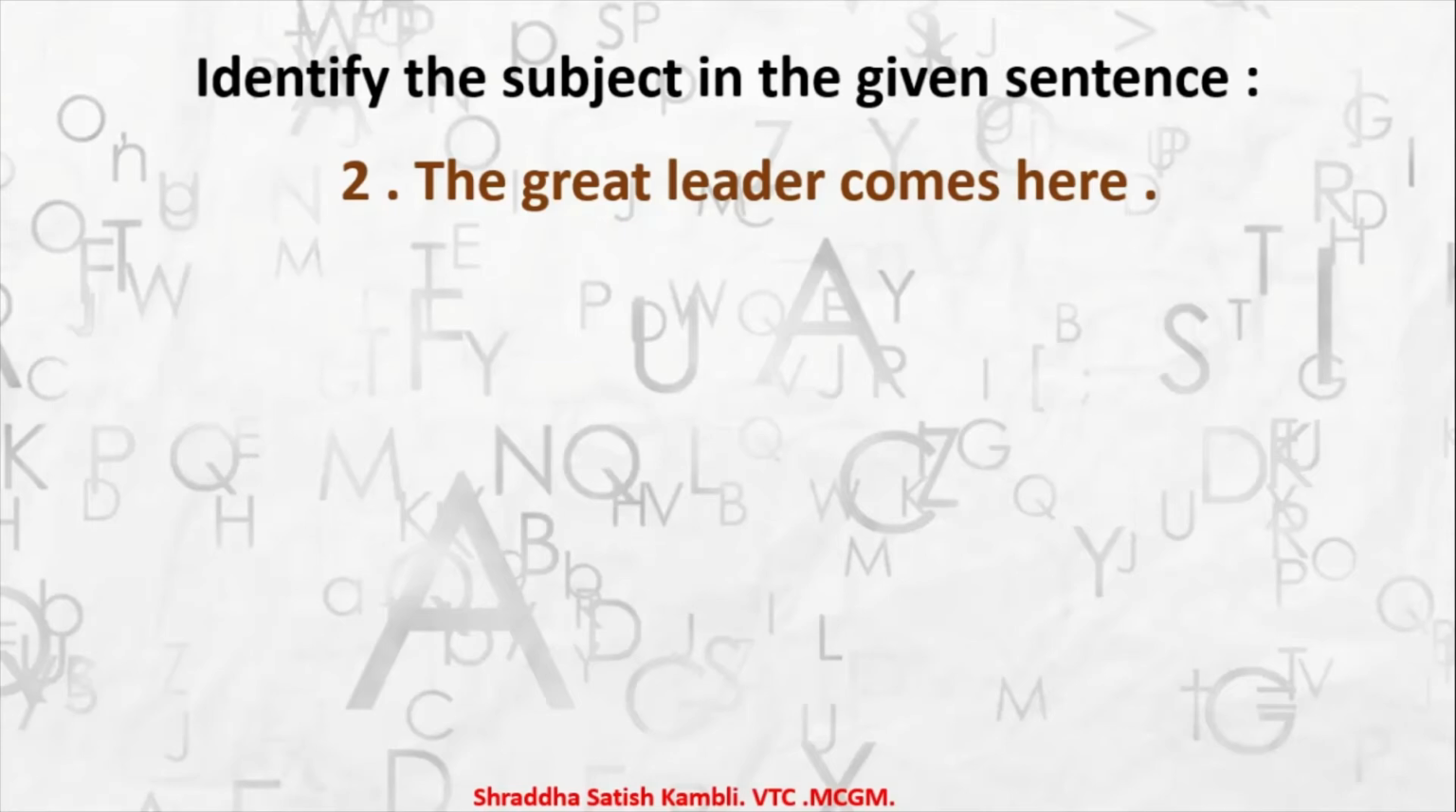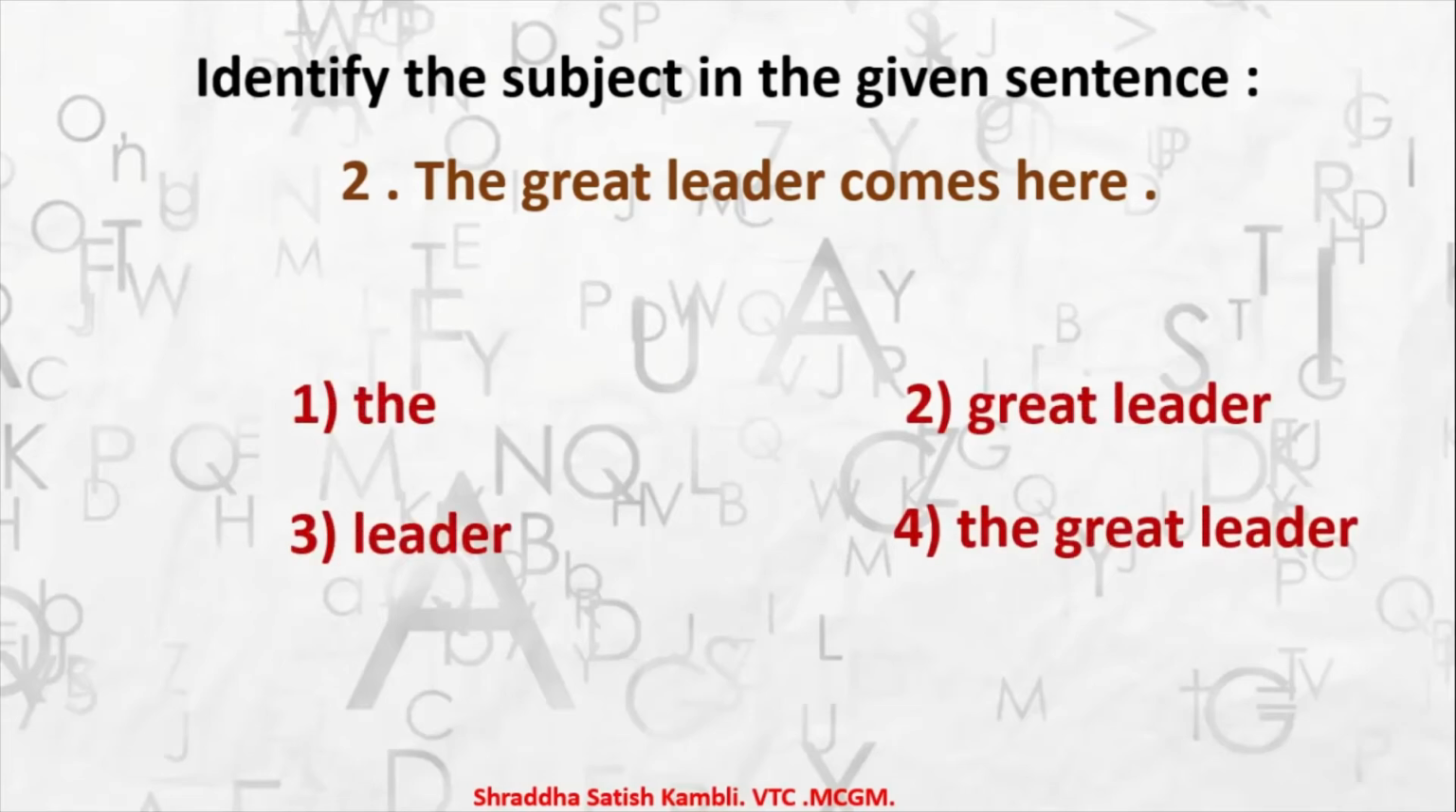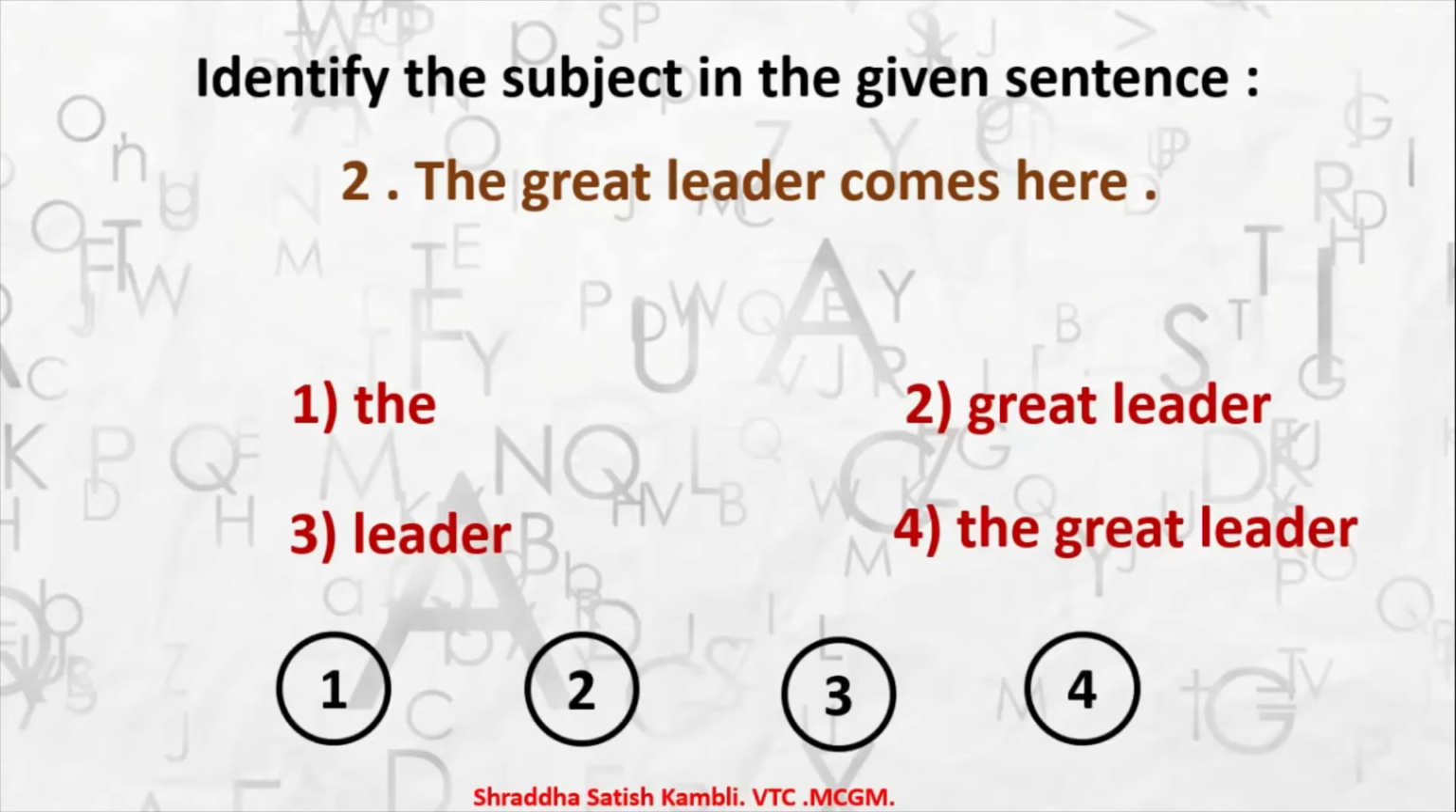The great leader comes here. Okay, so come on. Which part of the sentence is the subject? We have to identify the subject. So once you identify the subject, the remaining part of the sentence automatically becomes the predicate. Okay, so is it 1, the? Is it 2, great leader? Is it 3, leader? Or is it 4, the great leader? So which one of them is the correct answer? Which one is the correct subject? It is option number 4, the great leader. So the great leader comes here. The great leader is the subject and comes here is the predicate.